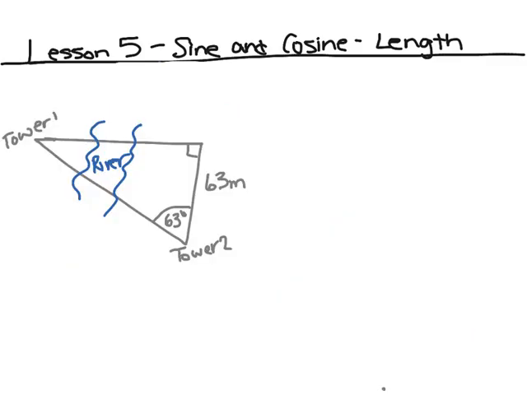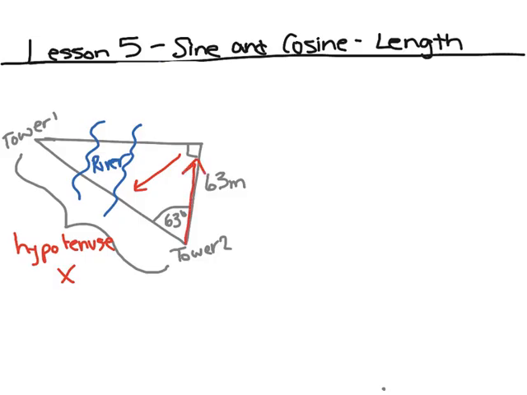A surveyor makes the measurements shown in the diagram to find the distance between two observation towers on the opposite sides of a river. How far apart are the towers? So we want to find this length from Tower 1 to Tower 2. And that is our hypotenuse. So let's call that x. We know this angle, so from this angle, we know our adjacent side. Because we know A and H, we're going to use the cosine ratio.